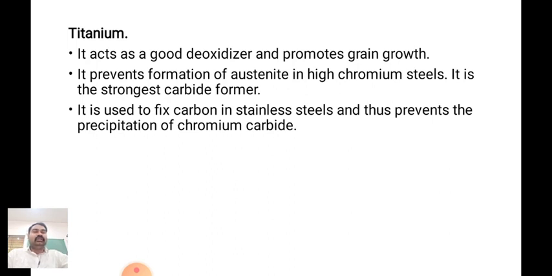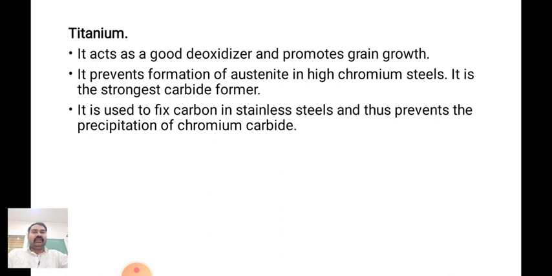Now in the solidification of pure metal, we studied that first nucleation will start, then growth of the nuclei will take place, then new grains will form, then grain growth will take place, and then the grains will mesh with one another, and in this way the complete solidification of the molten metal in the mold will take place. So it has two properties, that is, it will act as a deoxidizer and promote grain growth.